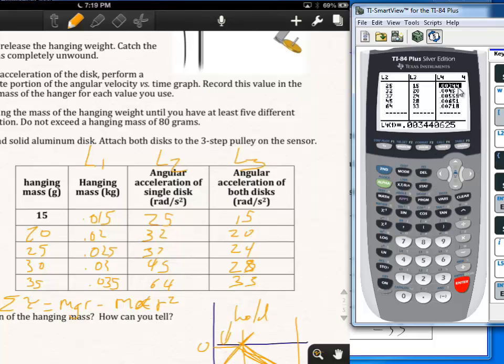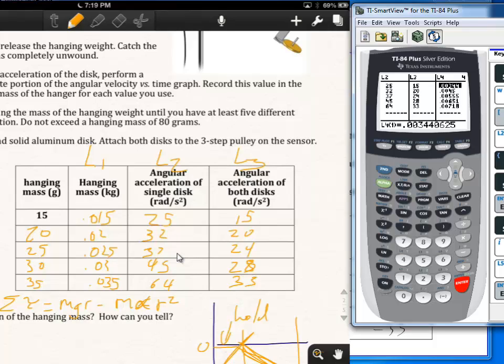Now, I want you to pay attention. It actually shows one value here, but if you arrow down to it, it puts another value in right here. So L4 has got our torques for the first disk, for a single disk, and we can do the same process in L5 to get our torques for the other ones. Once you have that information, you're ready to actually plot some points.